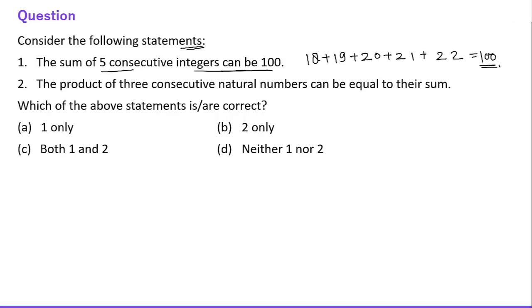Okay. The sum of 5 consecutive integers can be 100. Yes, it can be 100. So the first statement is correct. The product of 3 consecutive natural numbers can be equal to their sum. Yes, it is also equal.